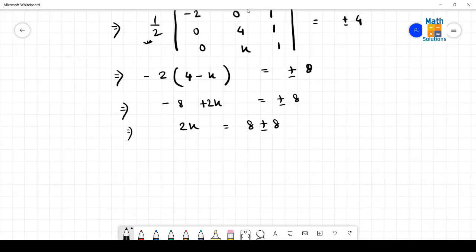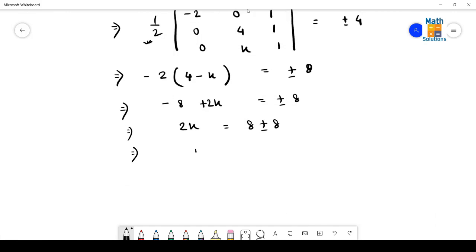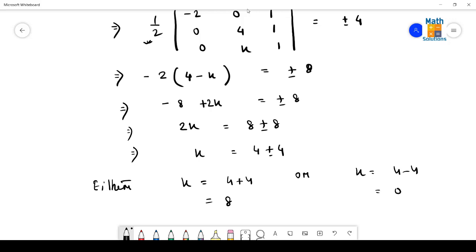So after this, dividing both the sides by 2, we shall be getting k is equal to 4 plus minus 4. So either k is equal to 4 plus 4 or k is equal to 4 minus 4. So here the result comes as 8 or 0. So both the answers are applicable. One answer is 8 and the other answer is 0.